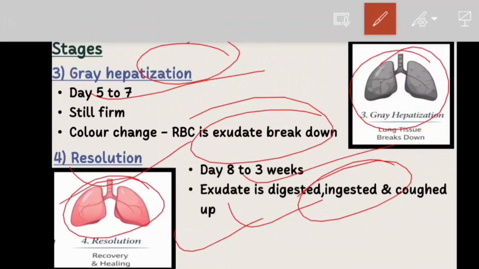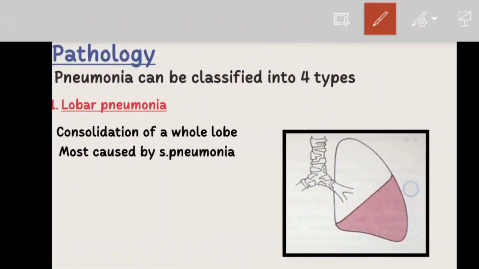Okay. So for example, imagine cleaning a dirty room. First dust is collected, then you remove the dust. Finally, the room becomes clean again. So resolution is exactly like cleaning the lungs. Okay, now let's see the pathology of pneumonia.